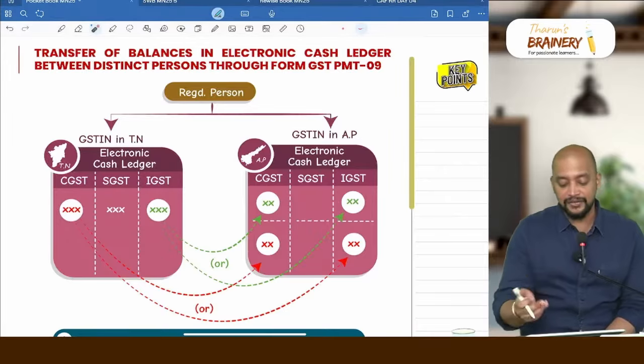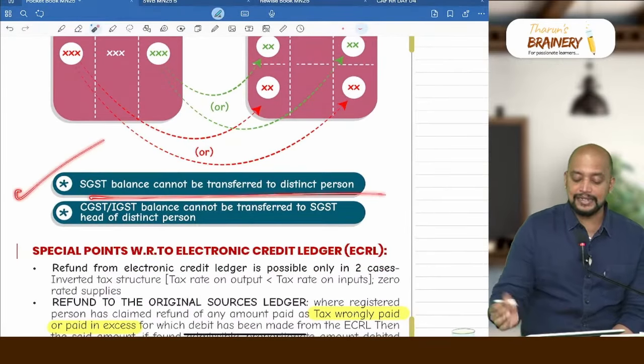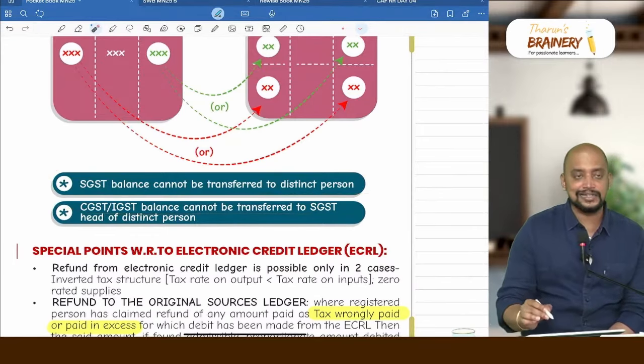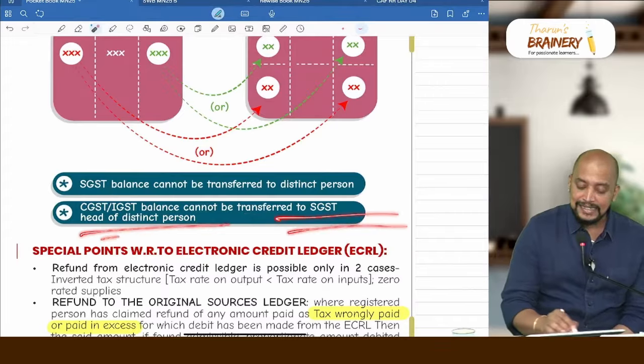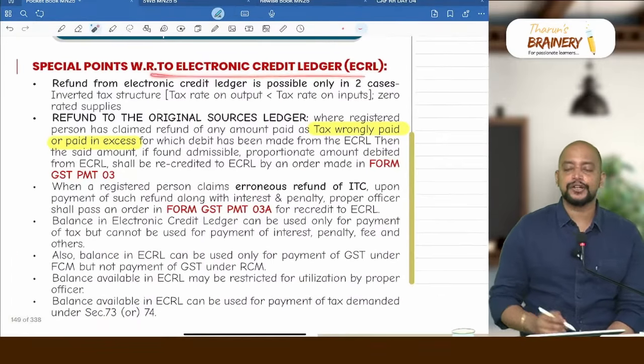But they have given this provision, that in exams and all, don't write that. SGST balance cannot be transferred to a distinct person. CGST, IGST balance cannot be transferred to the SGST head of a distinct person. Then, special points with respect to credit ledger.